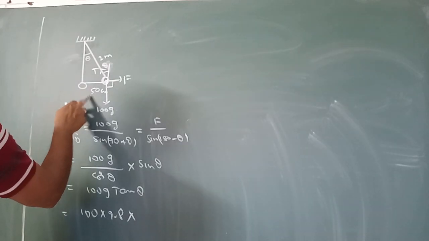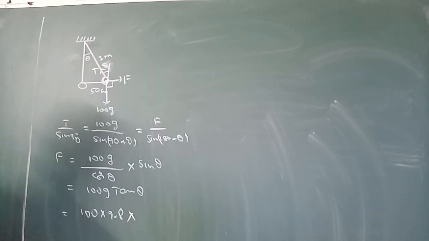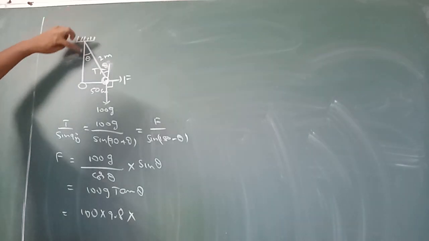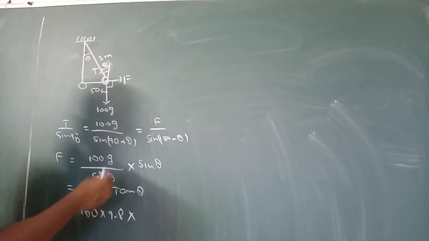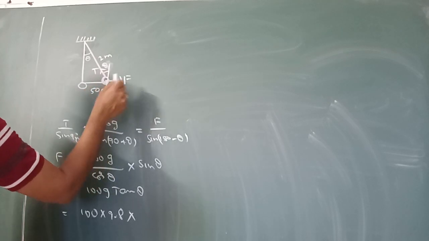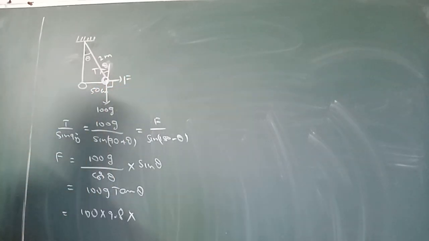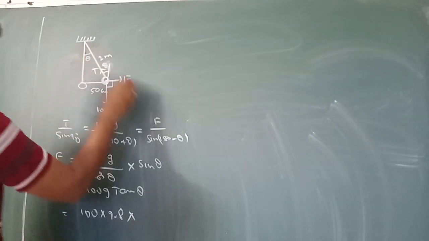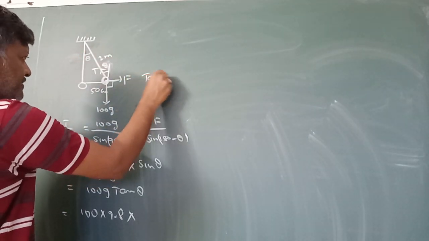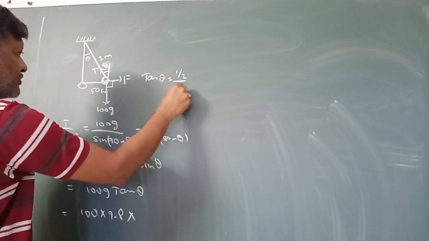this is 50 centimeter, 0.5. This is 2. Sin theta is 0.5 by 2. 50 centimeter means half meter. This is 1 by 2. So sin theta is equal to 1 by 2 by 2, which is 1 by 4.